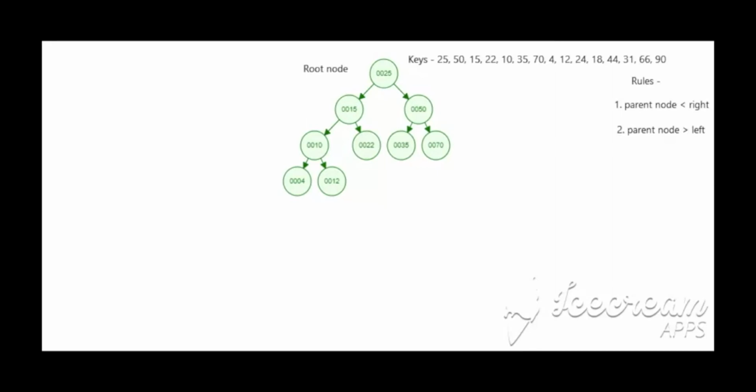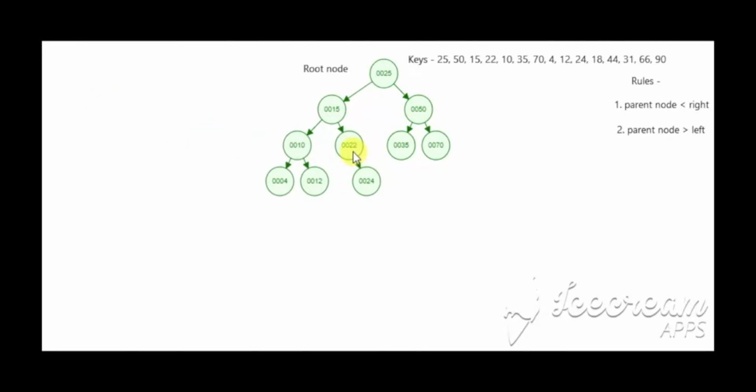Our next element is 24. 24 at first will compare with 25, less than 25, greater than 15 and greater than 22. So it will be located on the right of 22. Now I am going to add 18. 18 will compare with 25, less than 25 go left, greater than 15 go right, less than 22. So 18 will be located on the left of 22.